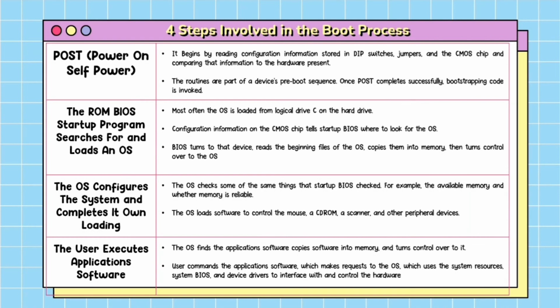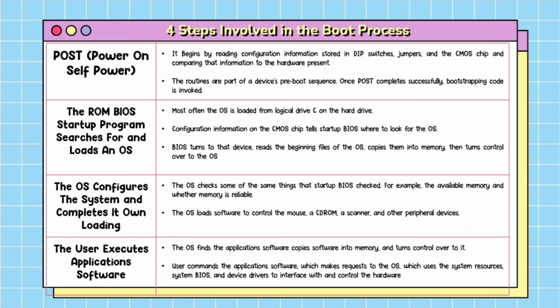Secondly is the ROM BIOS startup program, which searches for and loads an OS. Most often the operating system is loaded from logical drive C on the hard drive. Thirdly is the OS configures the system and completes its own loading, where the OS loads software to control the mouse, a CD-ROM, a scanner and other peripheral devices.